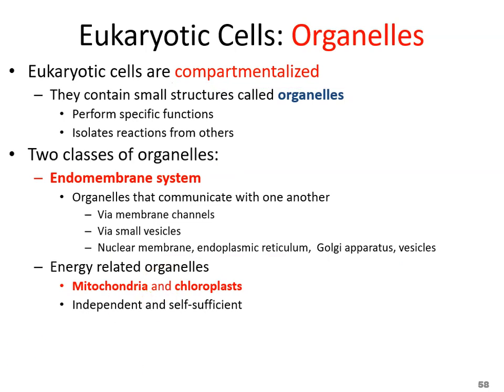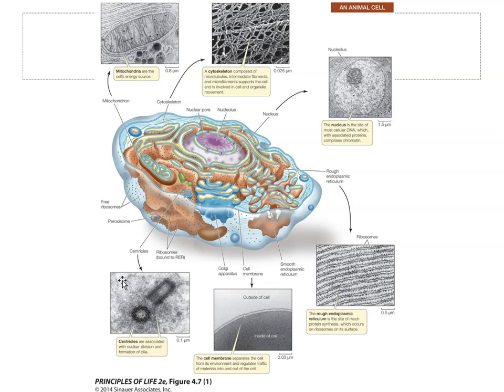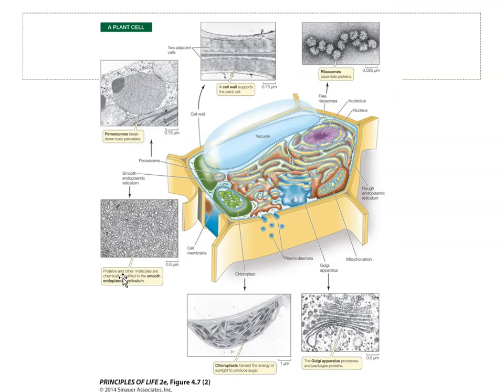And then, of course, energy-related mitochondria and chloroplast. Mitochondria are the ATP powerhouse, and chloroplasts make food from sunlight. And here's a picture that you can study, and here's a plant you can study. We'll practice in class. So I hope this was helpful.